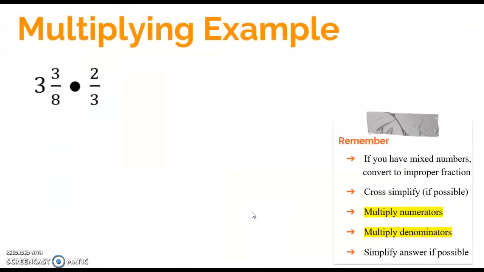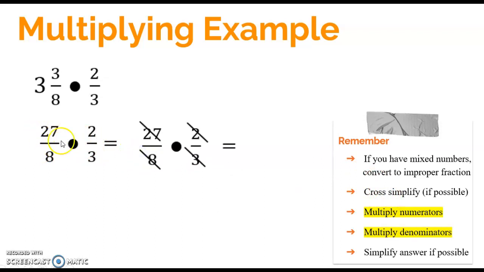So our multiplying example looks like this: 3 3/8 times 2/3. So we're going to convert our mixed number here to an improper fraction. We've got 27/8 now times 2/3. Now let's simplify our problem. It makes it a little bit easier when we have these smaller numbers to simplify, and there's a lot of simplifying we can do. So I'm going to divide the 3 and the 27 by 3 and the 2 and the 8 by 2. So this 27 becomes a 9. And I've got 9/4 times 1/1, which gives me 9/4, and you can leave it here or turn it into 2 1/4.